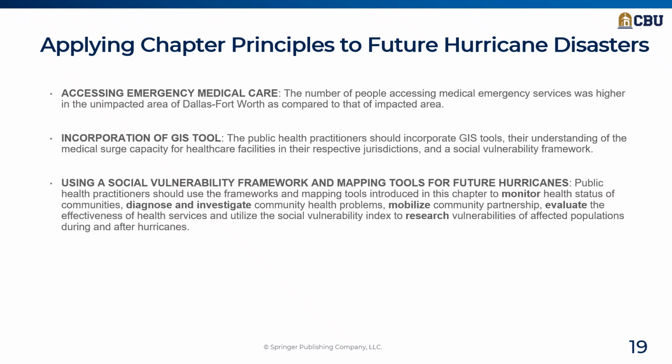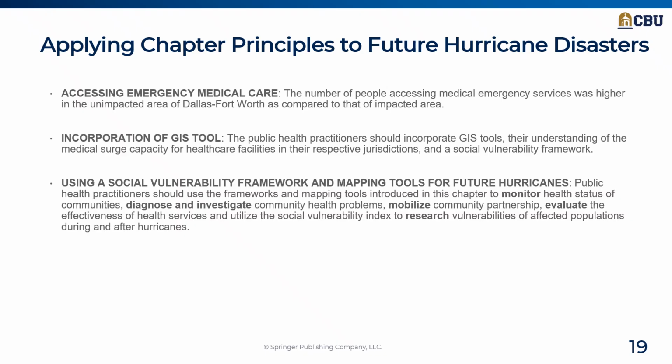After Hurricane Harvey, more people sought emergency care in the unimpacted Dallas-Fort Worth area than in the storm's impact zone. Those seeking care in Dallas-Fort Worth tended to have higher vulnerability related to household composition and disability, while those accessing care within the impact zone faced greater socioeconomic vulnerability and more severe flooding.